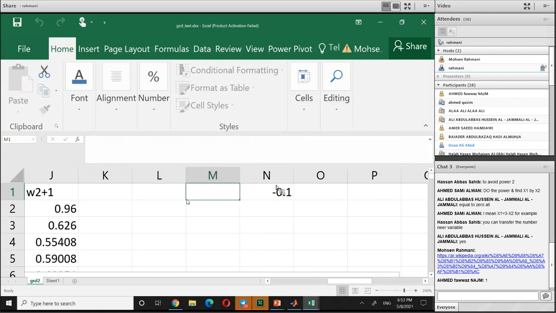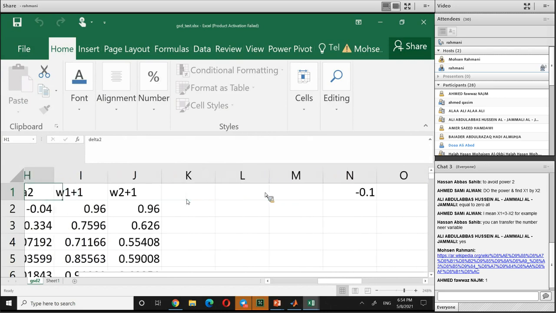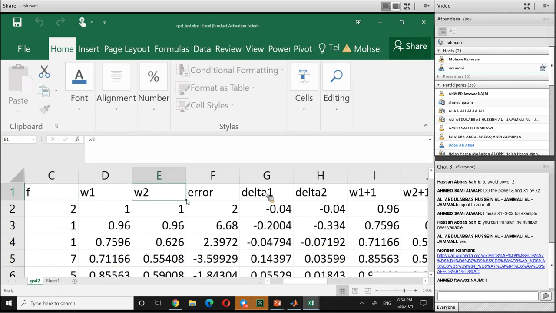Forget about this minus. This minus is used because I have calculated error incorrectly. I have used the minus to correct this because error should be calculated as f minus w in x1 plus w in x2.